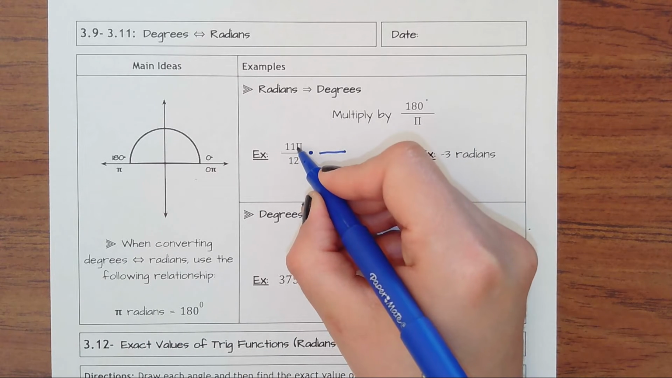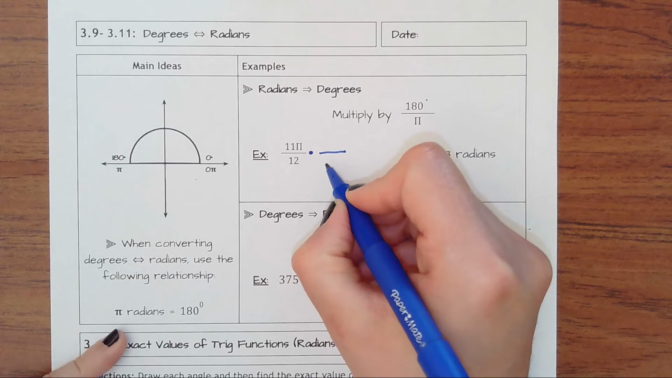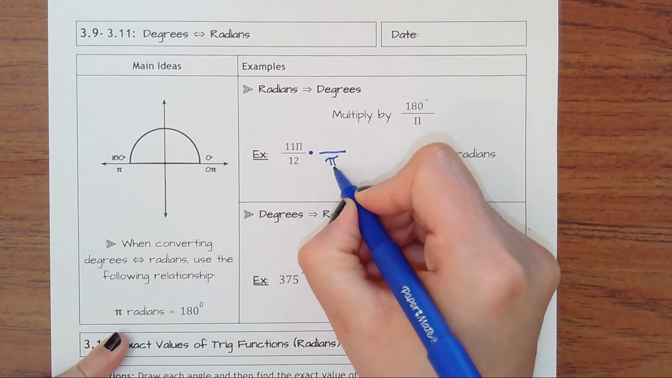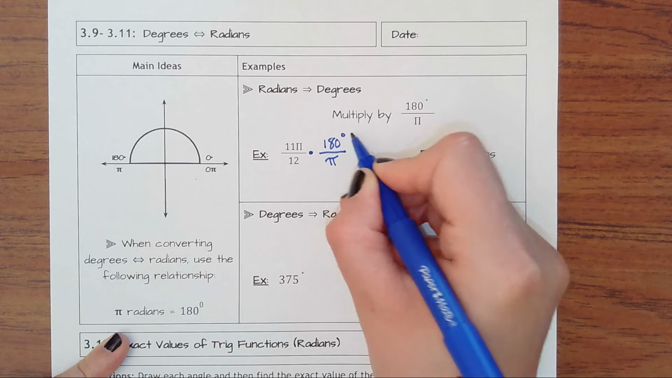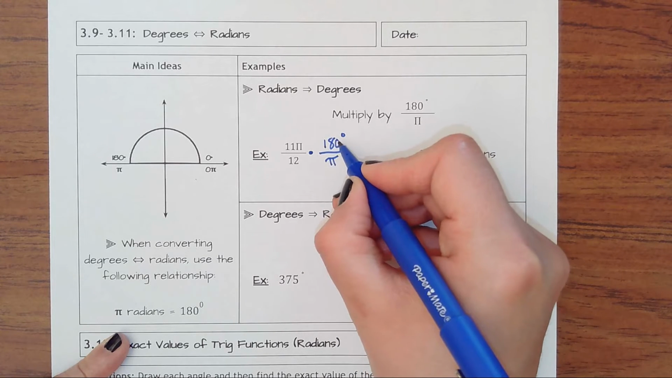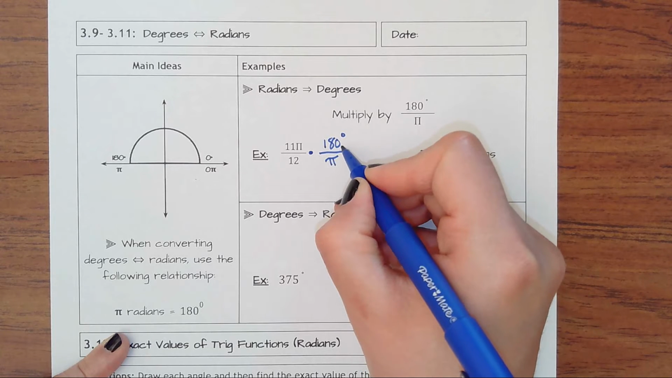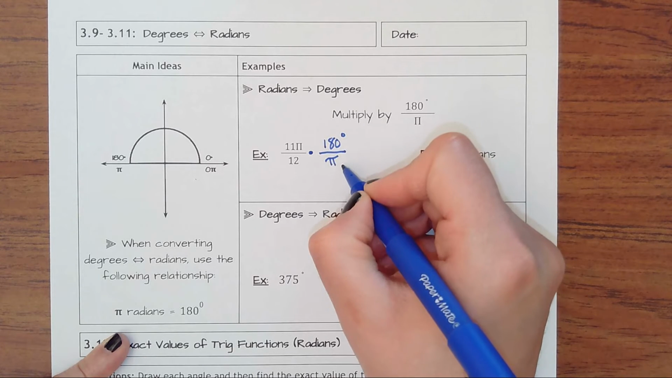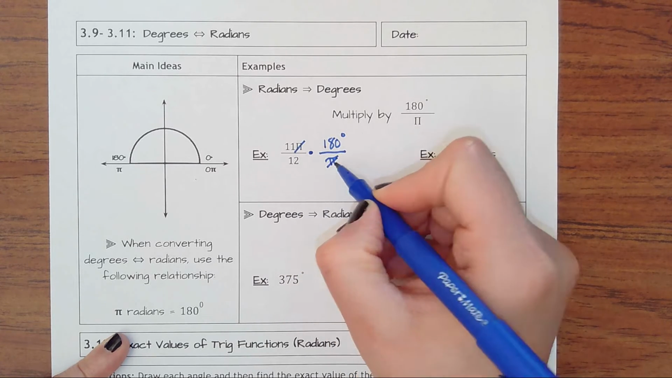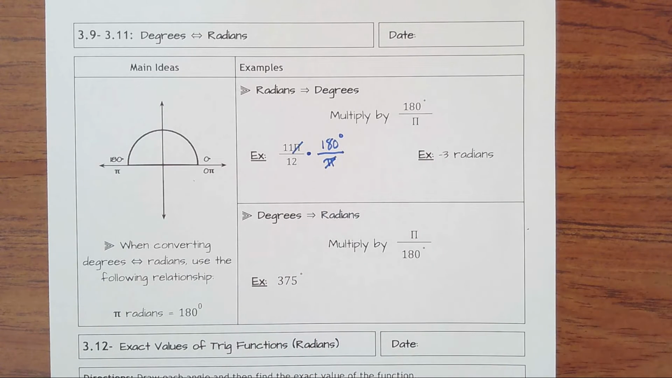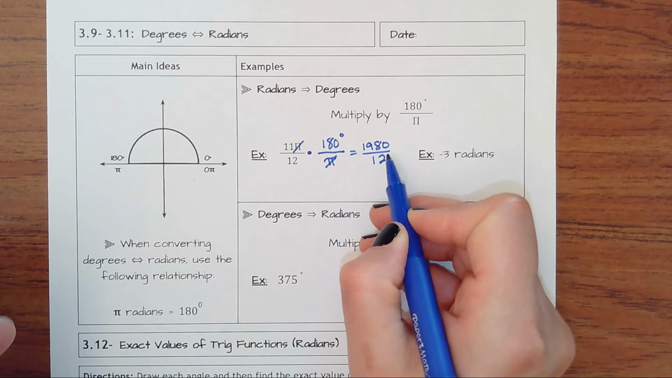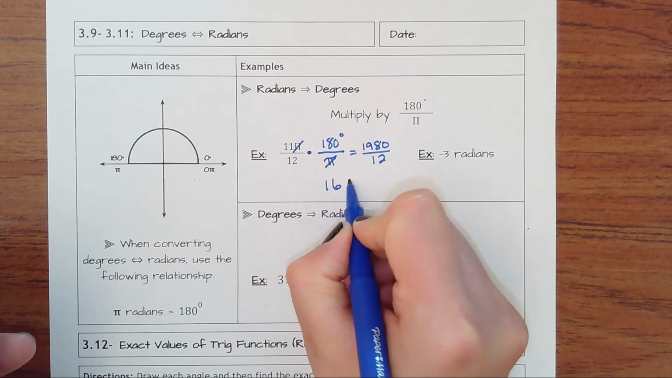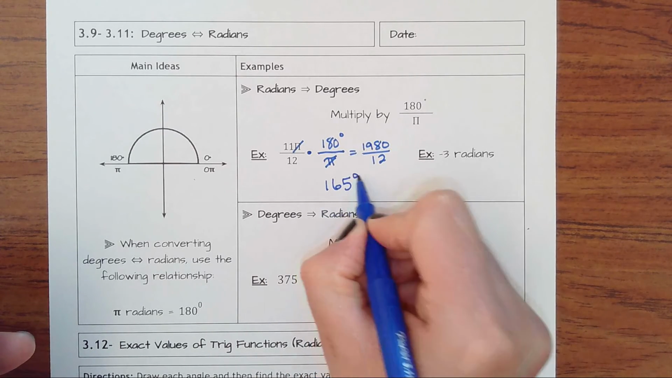So if this is 11 pi over 12, I would put my pi in the denominator so that the pi's can cancel out. And then we have 180 degrees on top. So this is my ratio, that 180 degrees is equal to pi. It's just a matter of which do I put on top, which do I put on bottom. So these would cancel out, and then I would just multiply straight across. And you should get 1980 on top divided by 12, which ends up being 165 degrees.